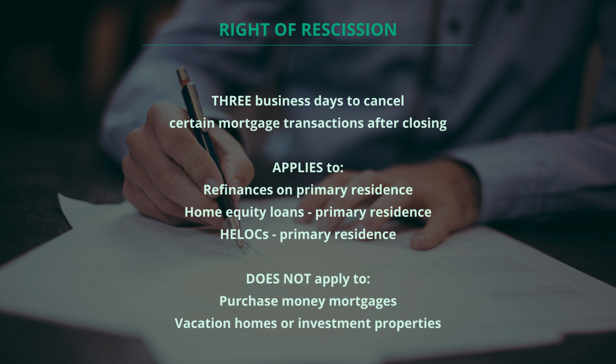The right of rescission under TILA. Section 125 gives borrowers 3 business days to cancel certain mortgage transactions after closing. The rescission right applies to refinances on a primary residence, home equity loans on a primary residence, and HELOCs on a primary residence. The rescission right does not apply to purchase money mortgages, vacation homes, investment properties, or commercial properties. If the lender did not provide proper notice of right to cancel at closing, the rescission period extends from 3 days all the way to 3 years.